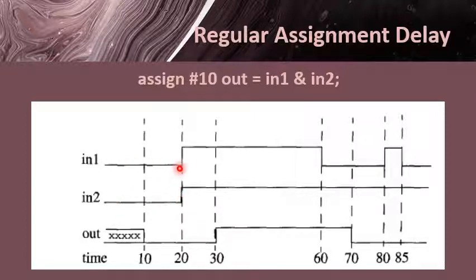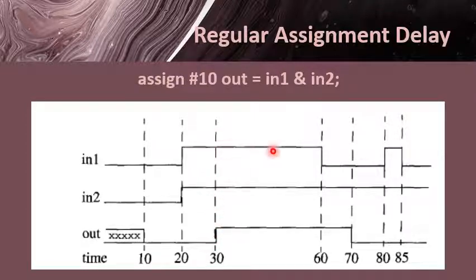At 20, both in1 and in2 become 1. Now the AND operation of in1 and in2, that is 1 and 1, is 1. But it will not become 1 immediately here. It will wait for 10 time units, that is, at 20 the change happened, so it will wait till 30. So at 30 it will look at the values, say at 30 there is no change, so it will capture the values, compute the result and give you the output. So 1 and 1 is 1.